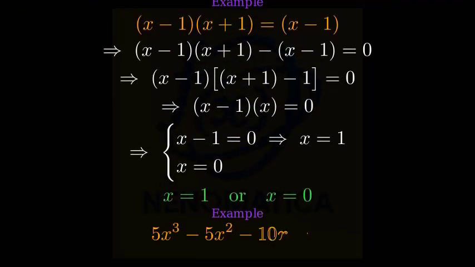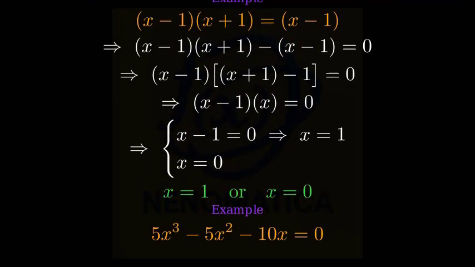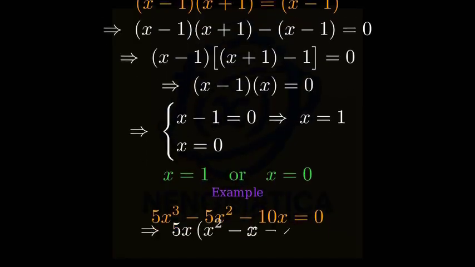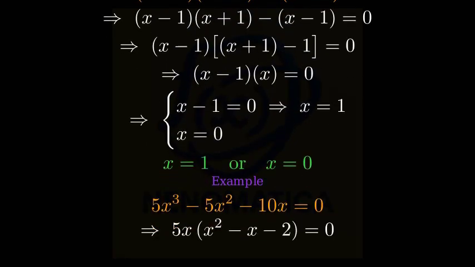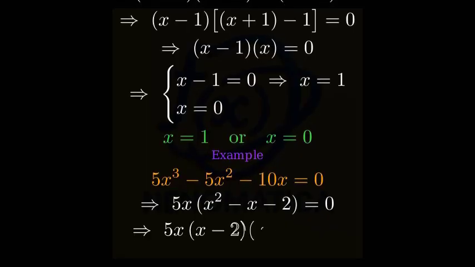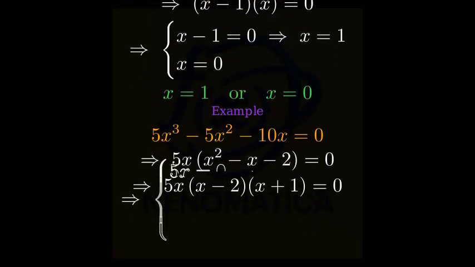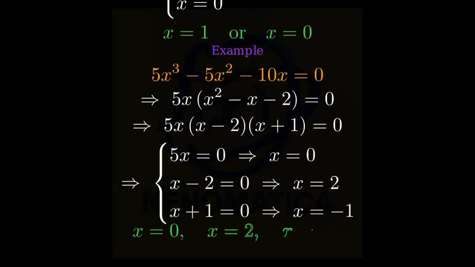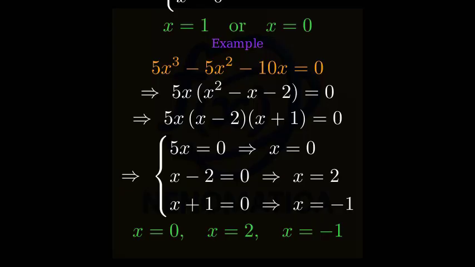Example: now follow the second algorithm sequence exactly as written. 5x cubed minus 5x squared minus 10x equals 0. First, factor out the greatest common factor 5x. Next, factor the quadratic x squared minus x minus 2 as (x minus 2) times (x plus 1). Finally, use the zero product property and solve each factor equal to 0.